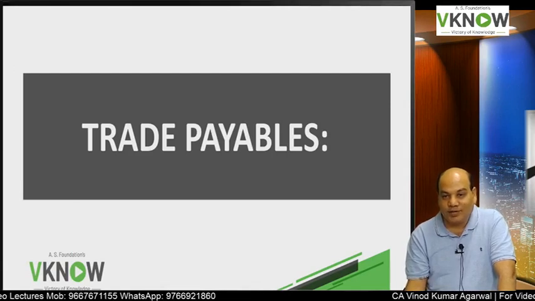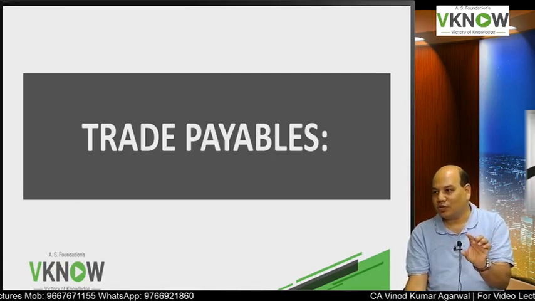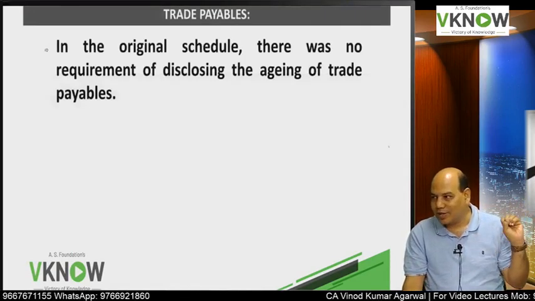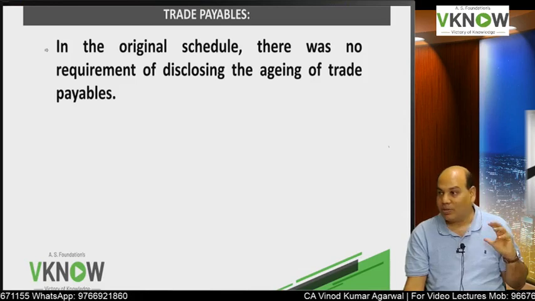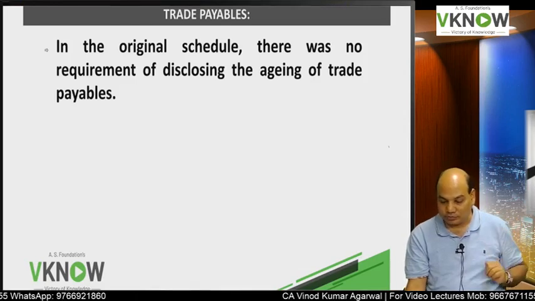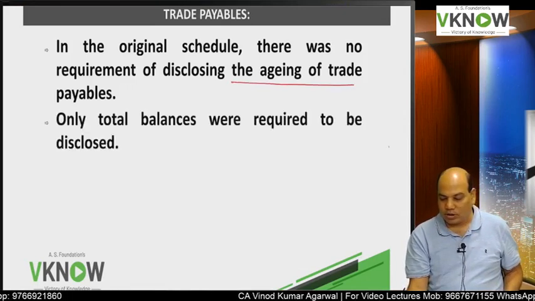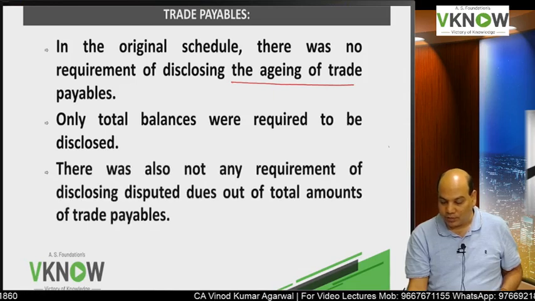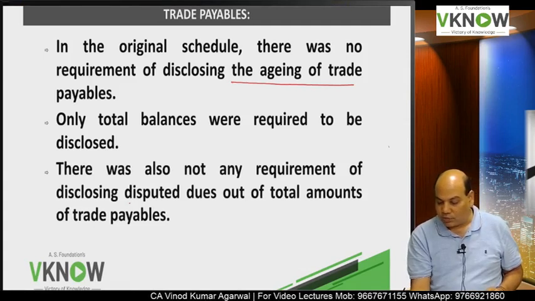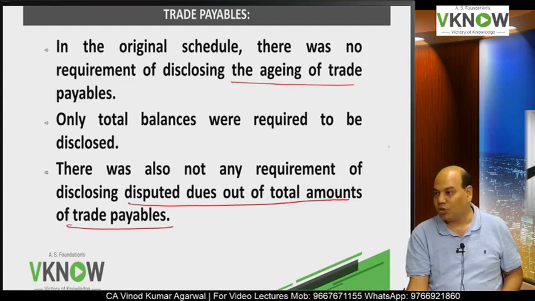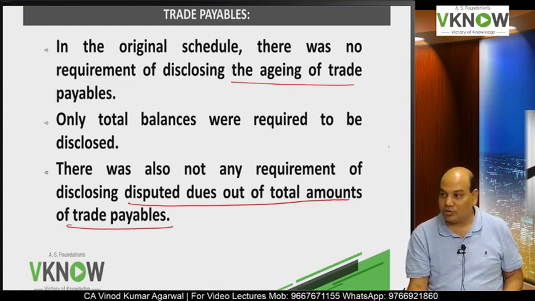Earlier there were no major disclosures about trade payables, because the focus was more on trade receivables. But trade payable disclosure has also increased now. There was no aging schedule of trade payables, but now you have to also give an aging schedule of the trade creditors. Also, there was no disclosure requirement relating to disputed dues. Now that also will be given.